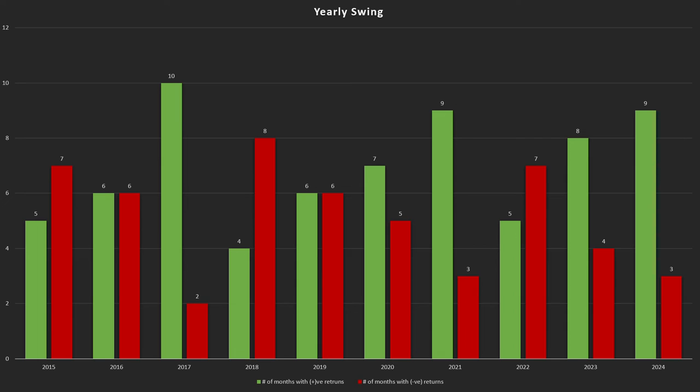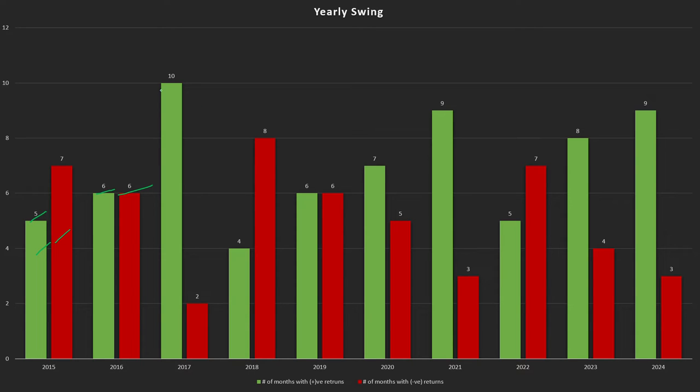Let's move on to the next graph, which is the yearly swing graph. In this graph, the green bars represent the number of months with positive returns, whereas the red bar shows the number of months with negative returns. So in 2015, 5 months gave positive returns. In 2016, 6 gave positive return.